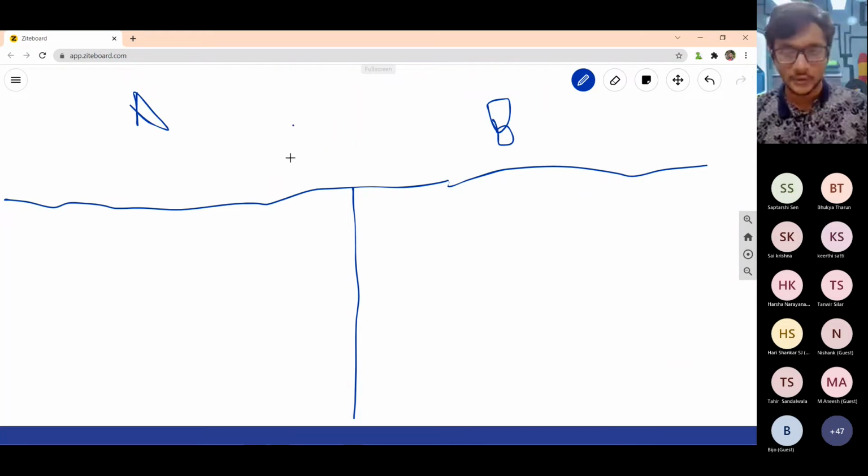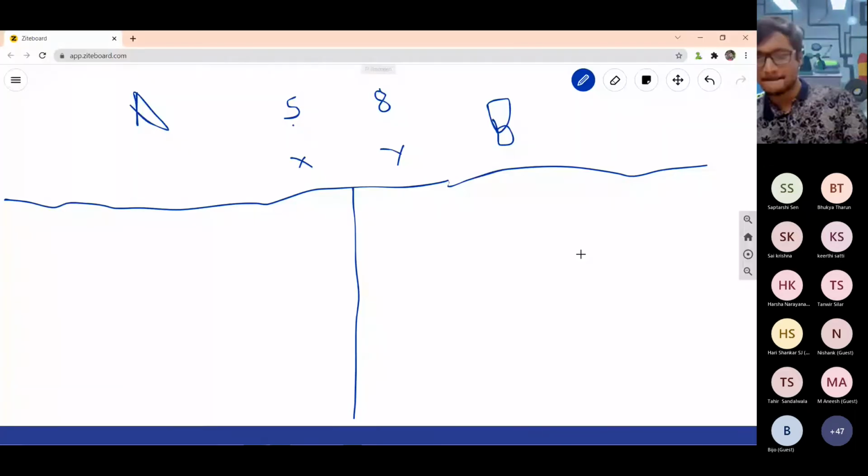Okay. Let's consider there are 2 piles, X and Y. Suppose X has 5 stones, and Y has 8 stones. Who do you think would win now? If you make one of the piles empty, then the other guy would win. We cannot make one of the piles empty.